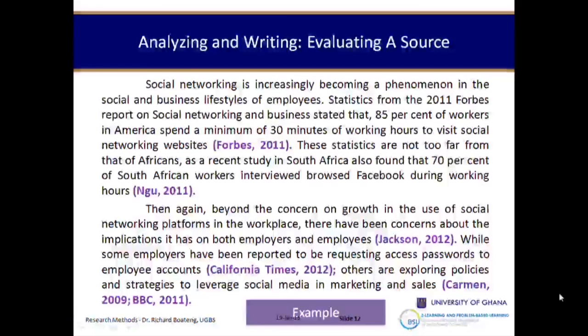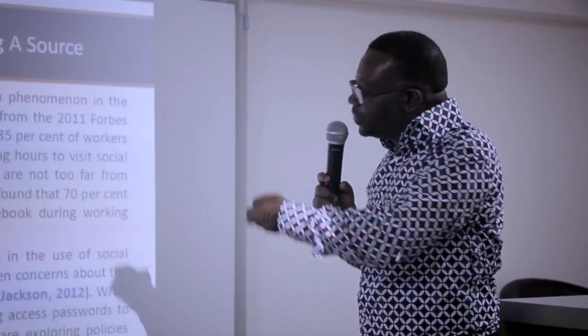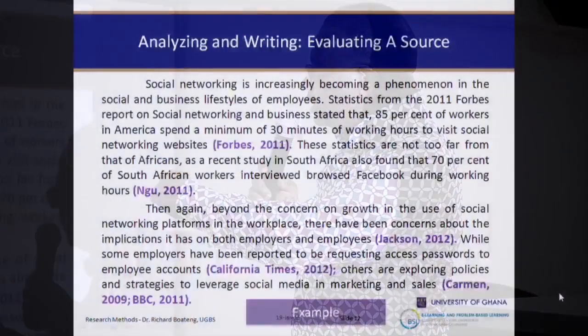To be able to do that, you see one academic work here and then one Forbes report here. So we are bringing different sources together to substantiate an argument that was put across in the first sentence. Different sources together, Forbes here and Nugu, which is also an academic work, substantiating this one.